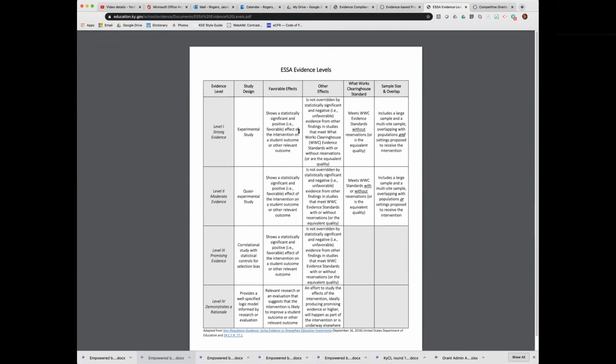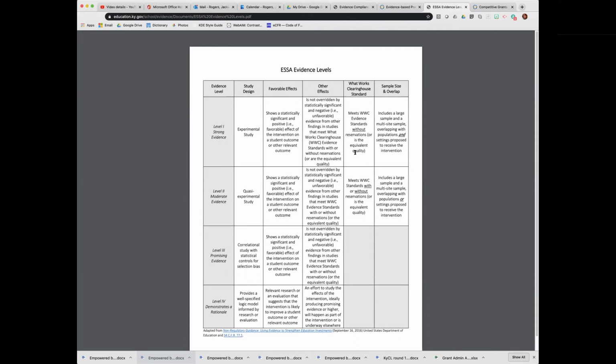You can see across this chart that you're going to have to know what kind of study design you're talking about. Is it an experimental? Is it a correlation study? So that's going to make some determinations on the levels right off the bat. For instance, if it's a correlation study with statistical controls, then it falls within this level 3 promising evidence. But it also needs to show these favorable effects, these other effects.